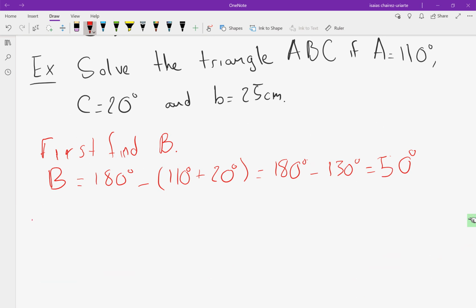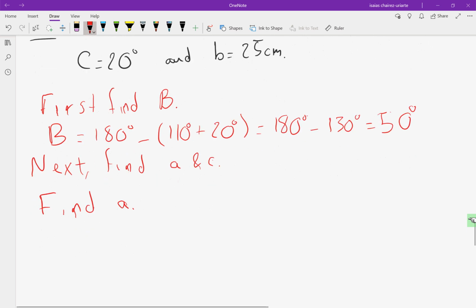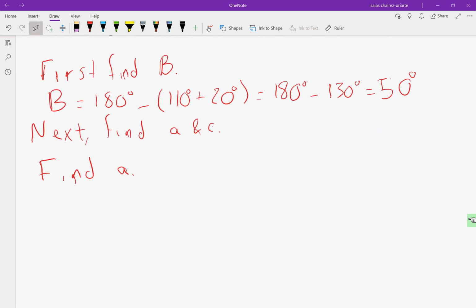I'm gonna need that. All right, now I need to find either side length A or side length C. It doesn't matter. So let's think about what's next. Let's find A and C. I don't know, doesn't matter which one you start with. I'm gonna find side length A. So let's find A. Now this is where I'm gonna use the law of sines. What I'm gonna say is the following.